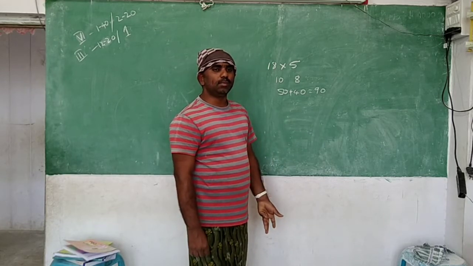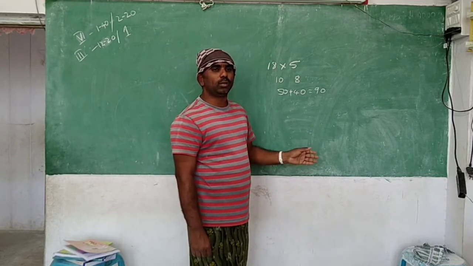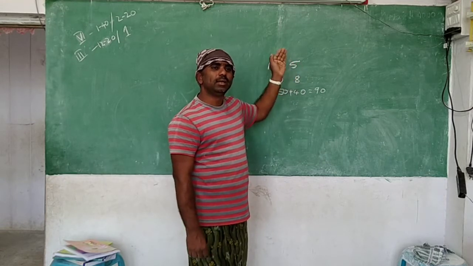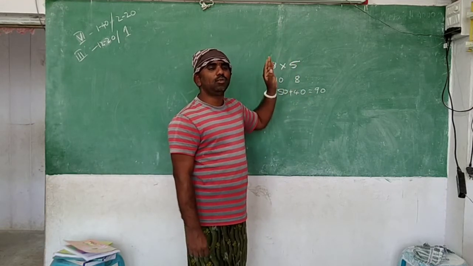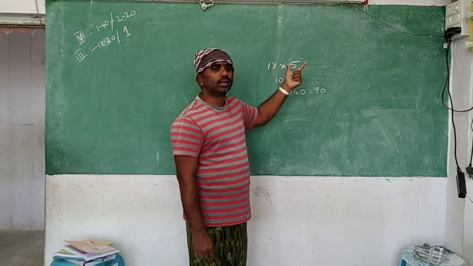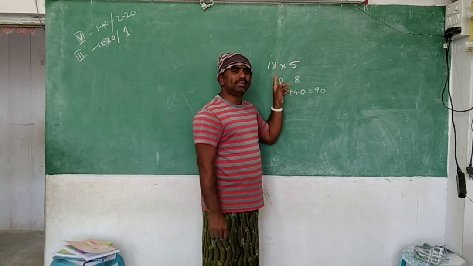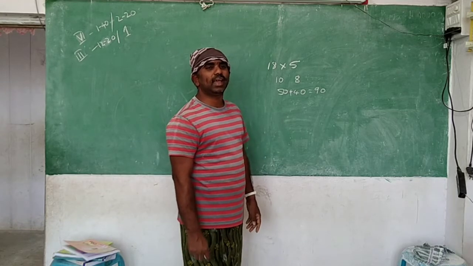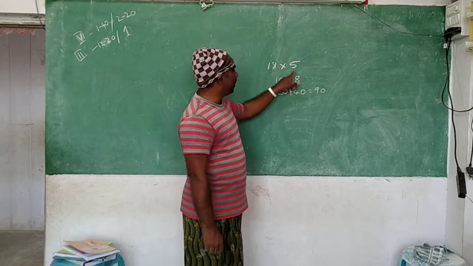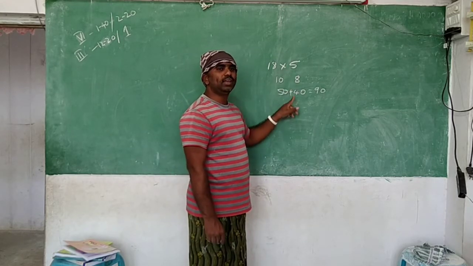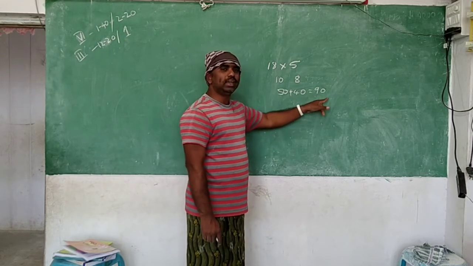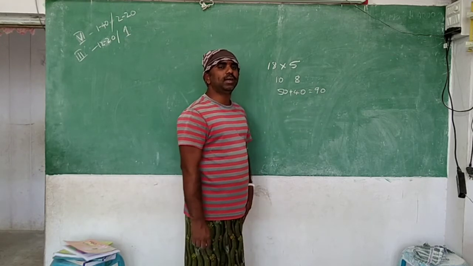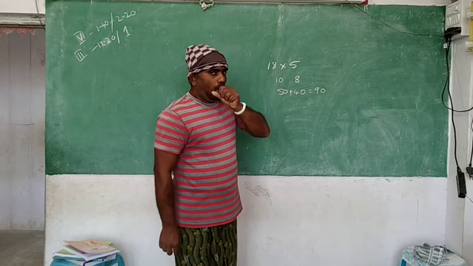So what tables do you know? Up to 10 tables only you know. But the 18 table you made out of the tables up to 10. How did you make it? You split the number. 18 you have taken as 10 and 8. 10 fives are 50, 8 fives are 40. Then 50 and 40 will become 90.